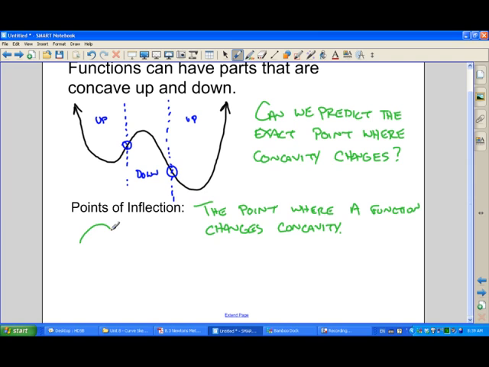If I drew a function that looked like that, see, I've got a part that's concave down, I have a part that's concave up, and right around there I would have a point of inflection. And that point of inflection happens whenever the second derivative is equal to 0.